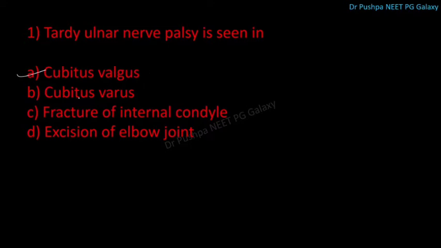Where is it seen? This deformity can occur as a complication of fracture of the lateral condyle of the humerus. There will be friction neuritis of the ulnar nerve, which occurs as it moves over the medial epicondyle in cubitus valgus. This can result in late ulnar nerve palsy, called tardy ulnar palsy. So it is in case of fracture of the lateral condyle of the humerus.